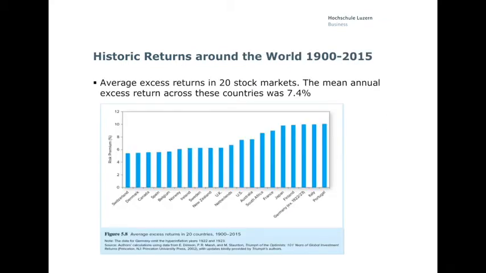Historic returns around the world, from 1900 to 2015. On the next graph, average excess returns in 20 stock markets have been analyzed from 1900 to 2015. The mean annual excess return across these countries was 7.4% and the median was 6.5%.